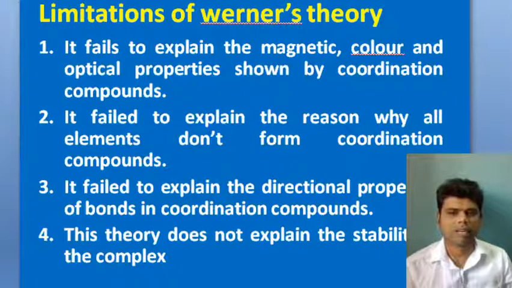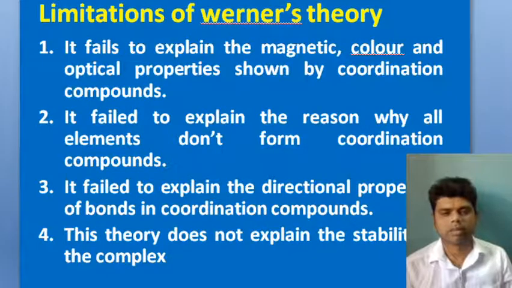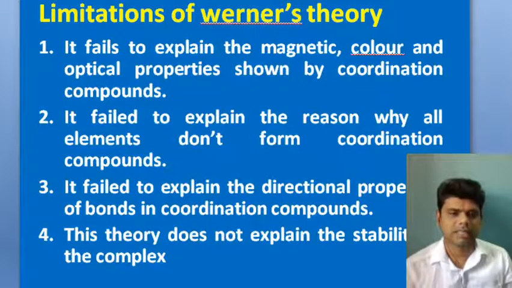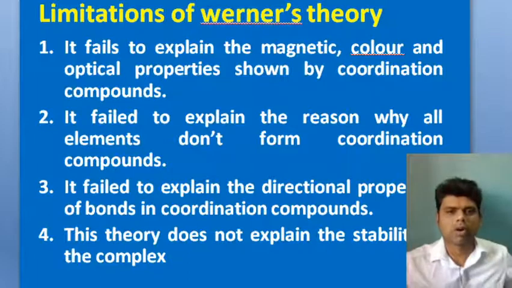Also the stability: why tetrahedral or square planar are less stable compared to octahedral, the stability aspects in terms of energy, he hasn't explained. That you can write as limitations of Werner's theory. It has failed in explaining magnetic, color and optical properties. Werner's theory couldn't explain the reasons why certain elements don't form coordination compounds, why only certain compounds are forming. And he hasn't explained the directional property of coordination compounds, why the bonds come in a square plane in those directions only and not in some other direction.